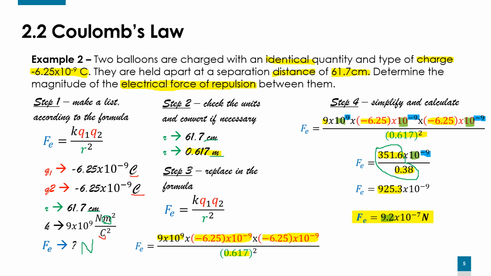Okay, so this is another subject. I'm not going to explain this rule here. This is just a math rule. So keep this in scientific notation. Okay, so come back to your question. Determine the magnitude of the electrical force of repulsion between them. What's going to be my electrical force? 9.2 times 10 to the power of minus 7 Newton. Okay, let's go to the next one.